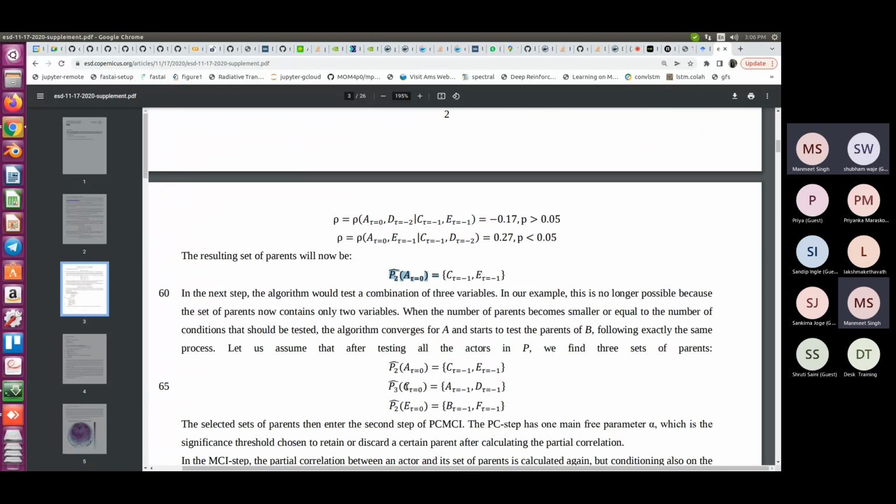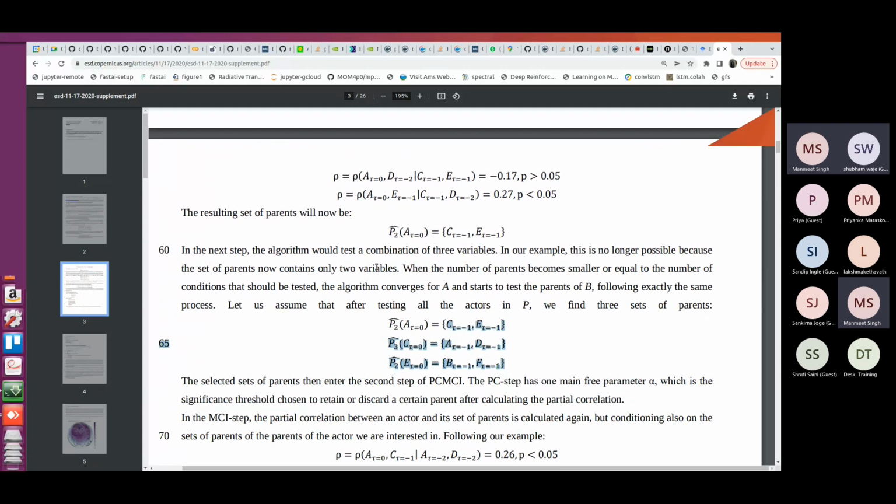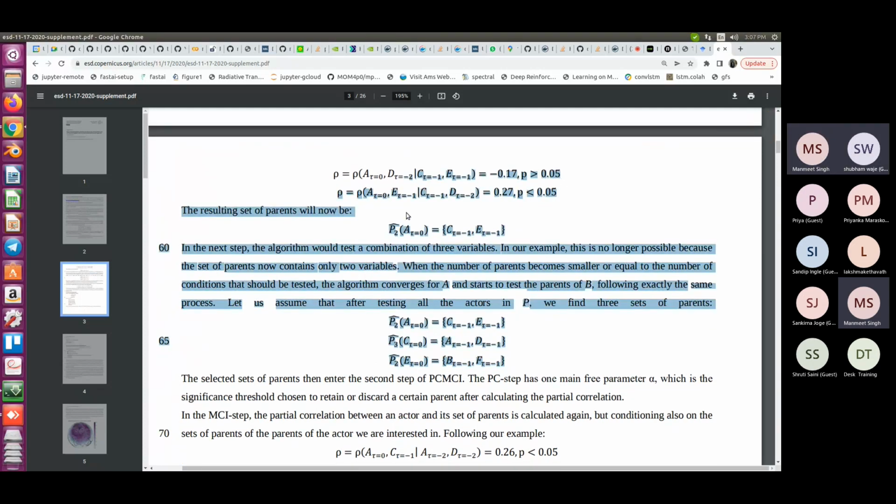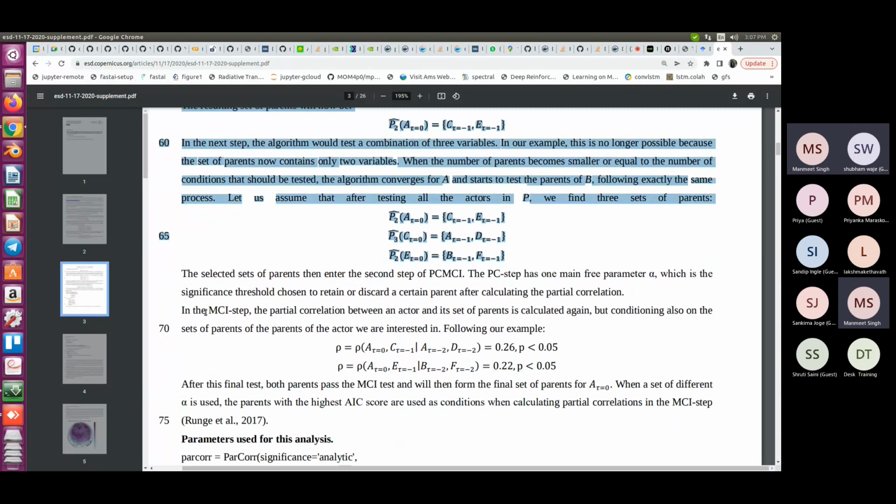Then you will find, in a similar manner, the causal parents of C at tau equal to 0 and E at tau equal to 0. Now this was our PC step. So this concludes our PC step. Now we will do MCI, momentary conditional independence. In MCI, we will check for the parents of the parents.